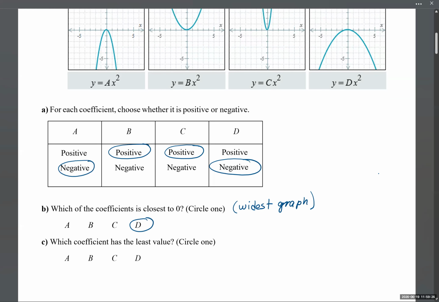Now this next part, it does matter whether the graph opens up or down. Which coefficient has the least value? Well, the least value means the smallest number. The smallest number means you have to consider the sign. The graphs that are pointing down or opening down have a negative leading coefficient. Negative numbers are always smaller than positive numbers. So in this one, we are looking for the skinniest upside down graph. Which would be part A.